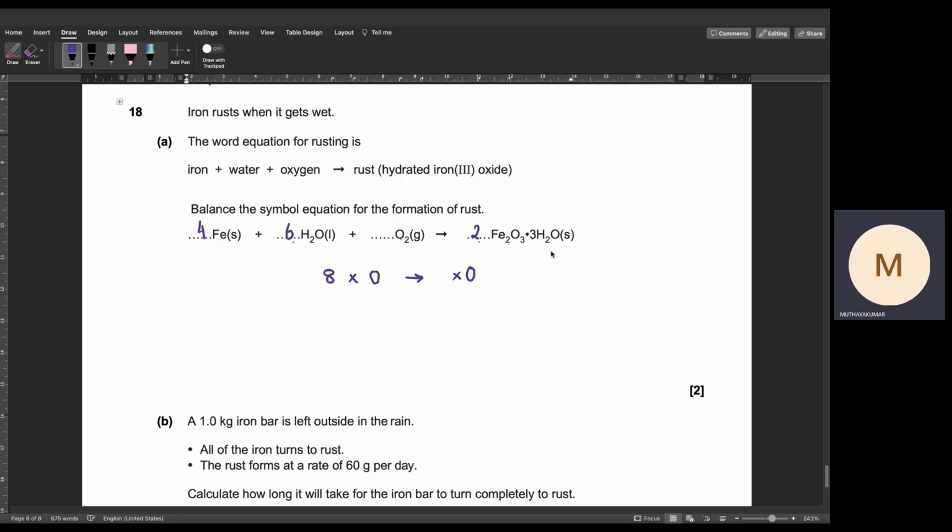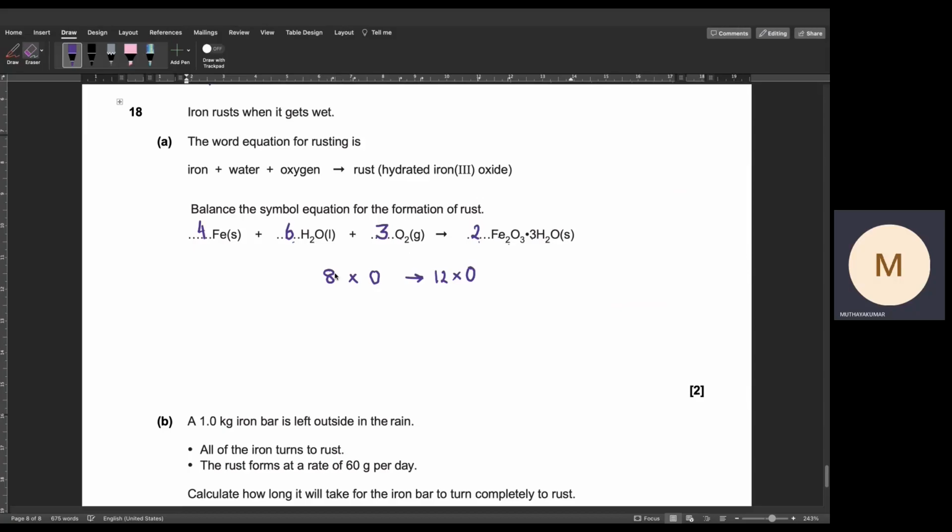So let's consider the iron oxide first. In the iron oxide, we've got 3 oxygens, and in the water, we've got 3. So in total, we have 6 oxygens in hydrated iron oxide, but we've got 2 lots of hydrated iron oxide, so in total, we've got 12 oxygens. We need an additional 6 more oxygens on the left-hand side in order to balance. If we want 6 more oxygens, we need to multiply the oxygen molecule by 3, because 3 lots of oxygen molecules will give us 6 atoms of oxygen.